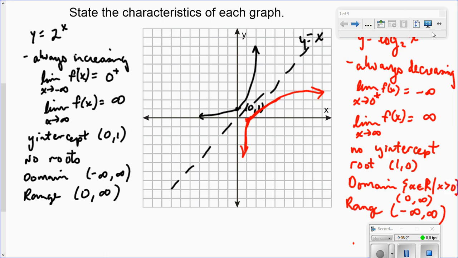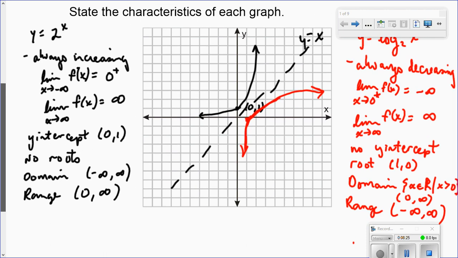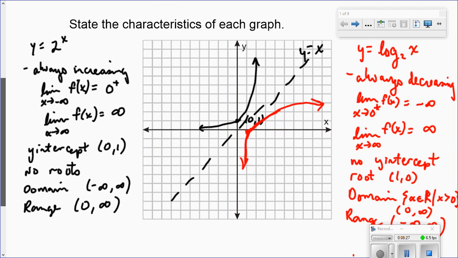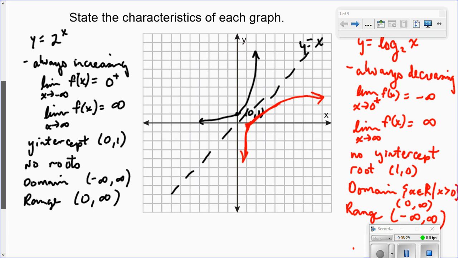And I show you that and talk about that because I want to show you the characteristics. And the reason we walked you through these characteristics is look at the characteristics. If you look at them carefully, a lot of them are just the inverses of one another. So always increasing, always decreasing. My endpoint behavior connected in sort of an inverse flavor. Look at the intercepts and the roots. The domain and the range.